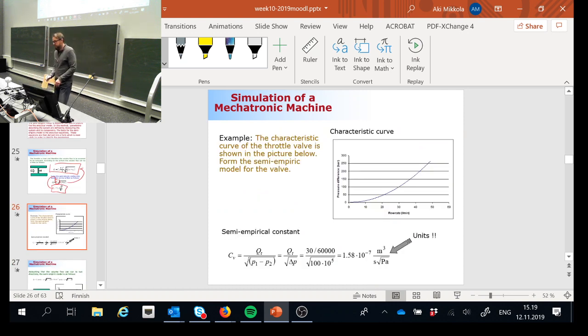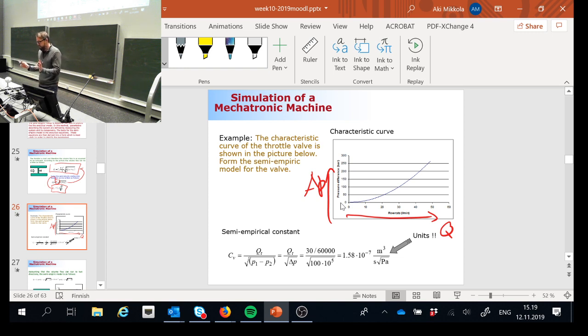Here's an example. So I have here a characteristic curve, and this curve is such that the x-axis is a flow rate, and the y-axis is a pressure difference. The first super important observation when you look at that curve is that this is actually a quadratic curve. So it's not a linear relation, but a quadratic relation, telling me that yes, I can model this particular component by using a turbulent flow type.